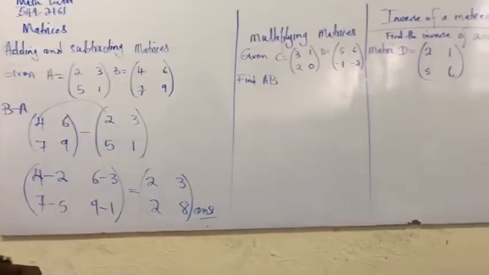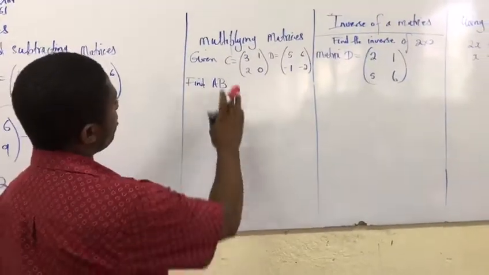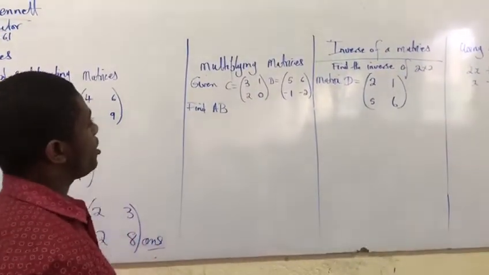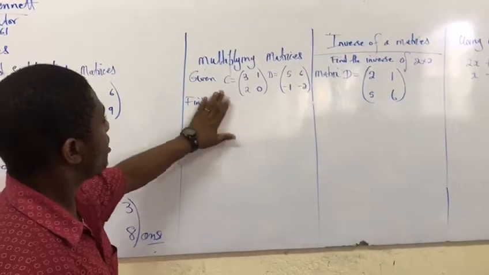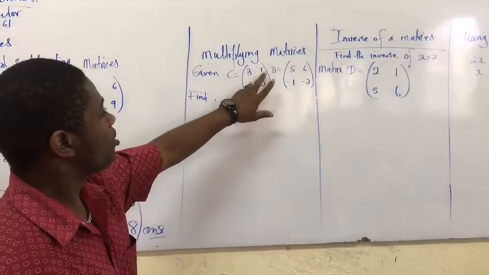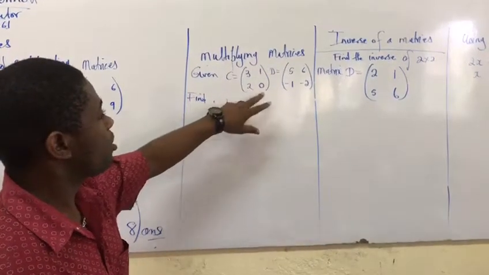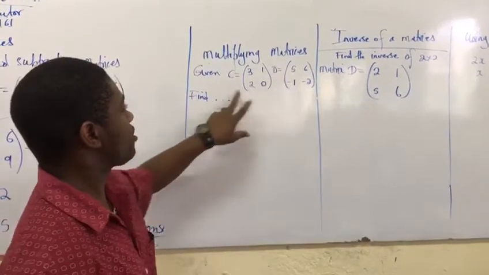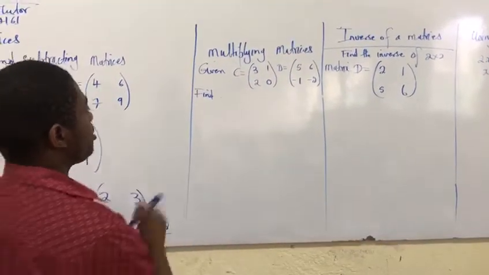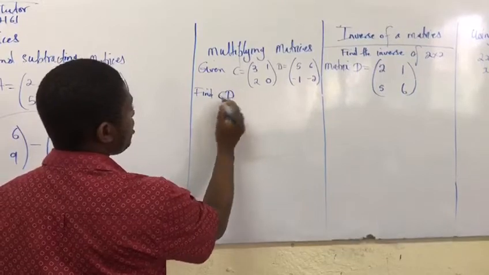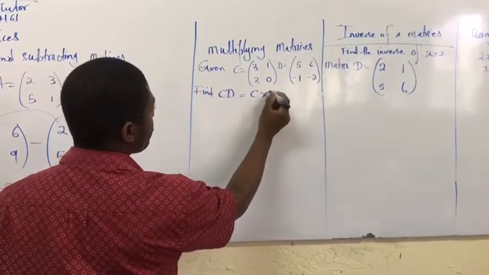Alright, over here we're looking at multiplying matrices, and it says given that C is equal to 3, 1, 2, 0 and D is equal to 5, 6, negative 1, negative 2. Let me just correct this. It should be find CD. This is the same thing as C times D.